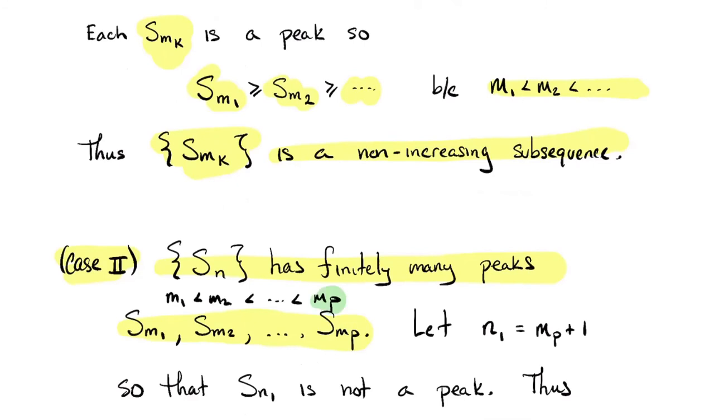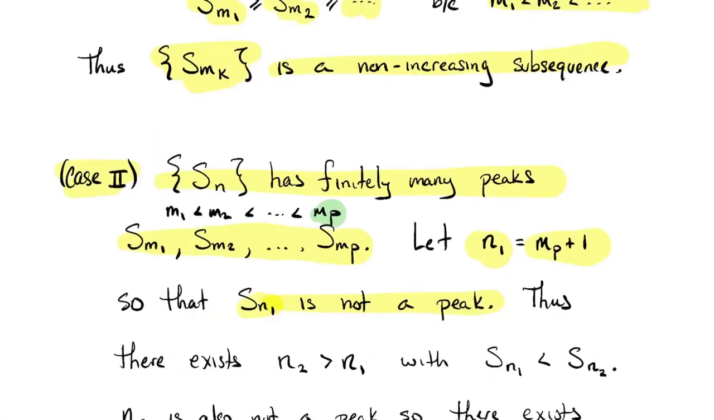So any index past M sub P, what do I know? You're not a peak. That's the crucial part. Stop the video. I'm going to say that one more time and then stop the video. If I take an index strictly bigger than M sub P, then S sub that index cannot be a peak, because this is the complete list of them. In particular, if I look at the number one more than M sub P, which I'm going to suggestively call N sub 1, that term S_N1 cannot be a peak, because it's past the last peak in my sequence.